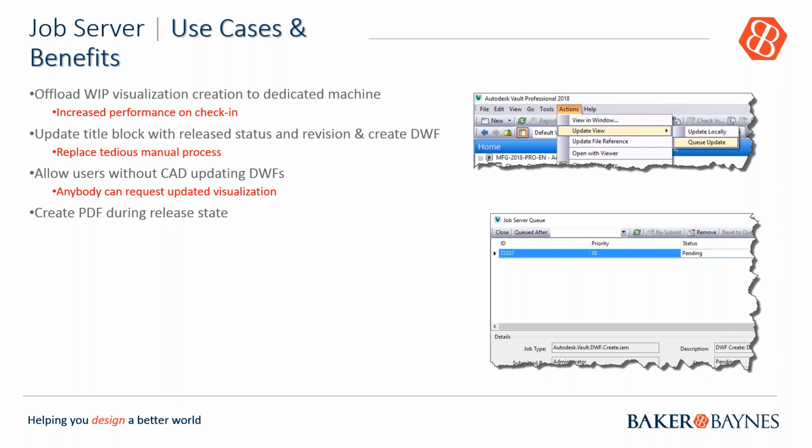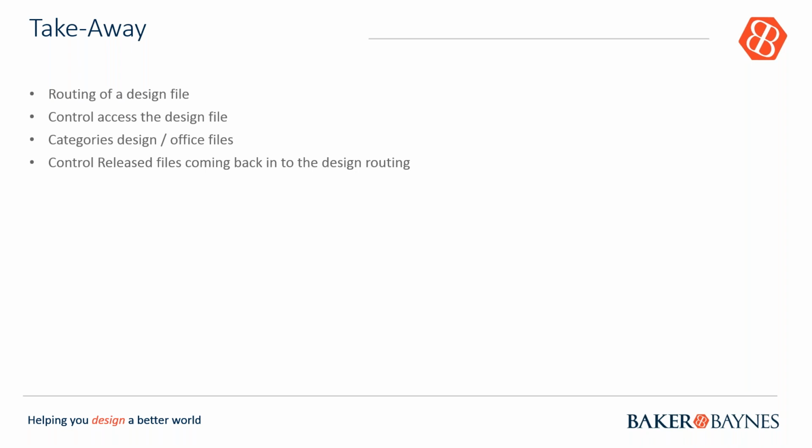All right. So that brings us to the end of our discussion around creating, managing and using lifecycles inside of Vault, and also gives you an introduction to what the requirements are. So in the takeaway side, we'll see that it's designed for routing of design files. So you would go in and route files through different lifecycle states. You can control access of the design file, as we've seen that access control can become important when working in a design office.